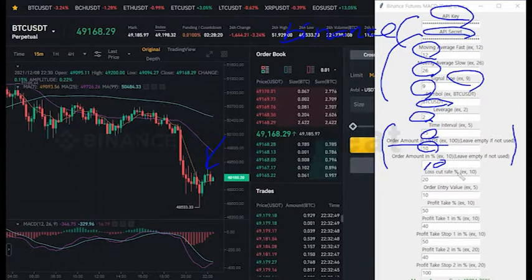And loss cut rate, as the title says: let's say you put 20. Once the ROE reaches negative 20%, this program will liquidate your position to protect you from further loss.